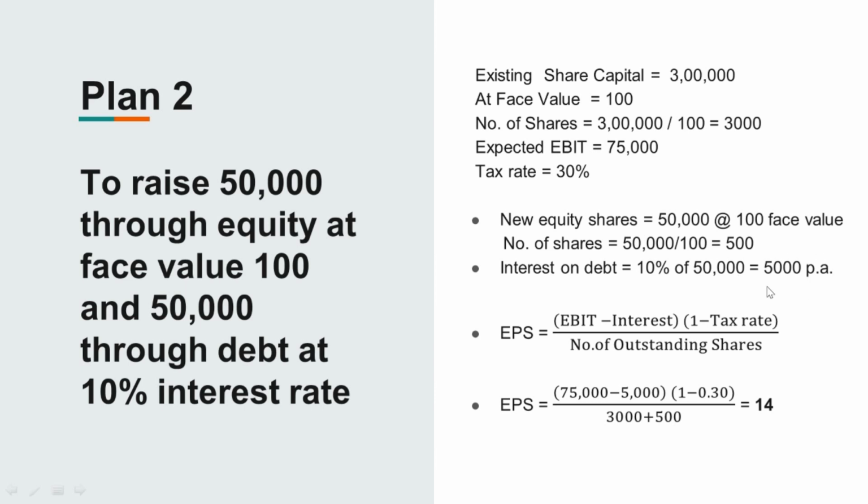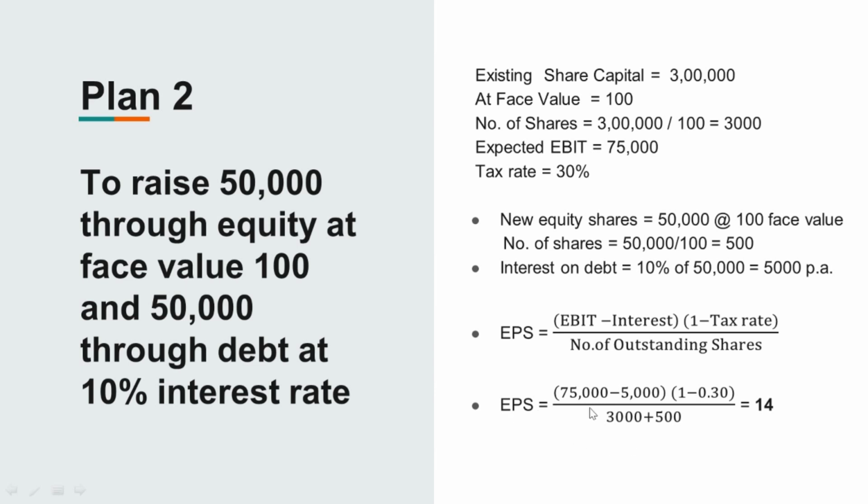Now let's put these values in the formula. So the formula when equity and debt both were there was EPS equals (EBIT minus interest) into (1 minus tax rate) divided by number of outstanding shares. Okay, so just put the values in the formula and you would get the answer.